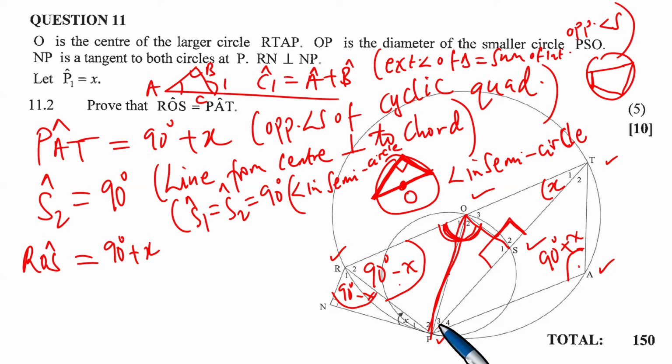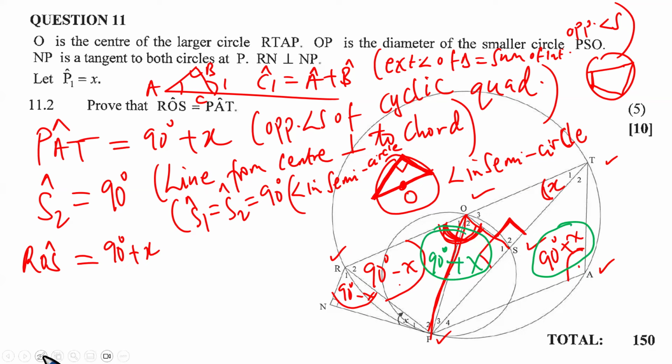So that angle ROS, which is this one here, is equal to the sum of the angles inside this one and this one, which is 90 degrees plus X. That is a grade 10 theorem. Let us think now together. If this angle ROS is 90 degrees plus X, angle PAT, this one is also 90 degrees plus X.